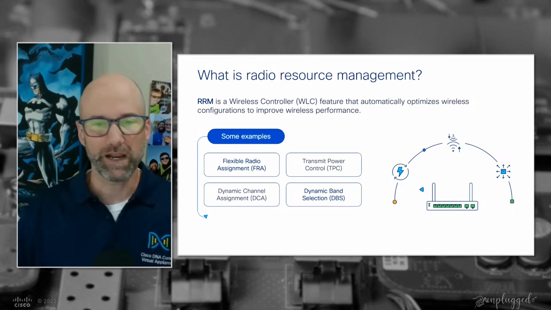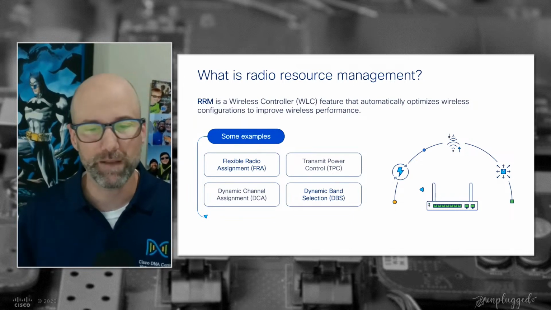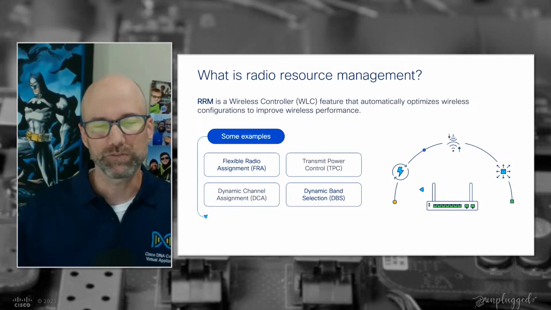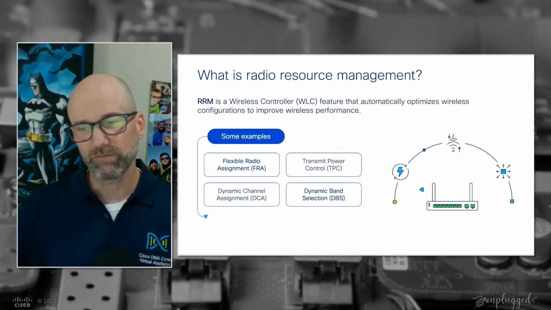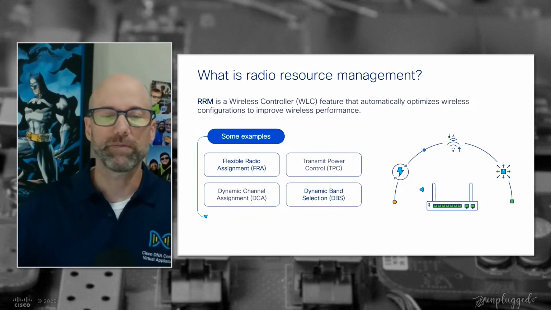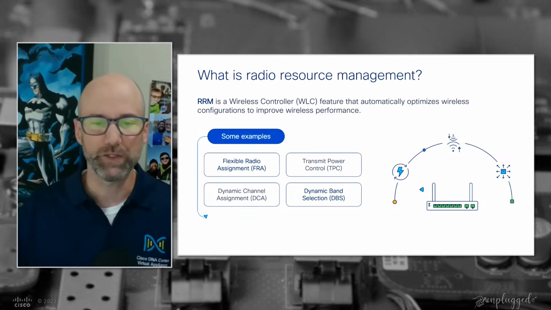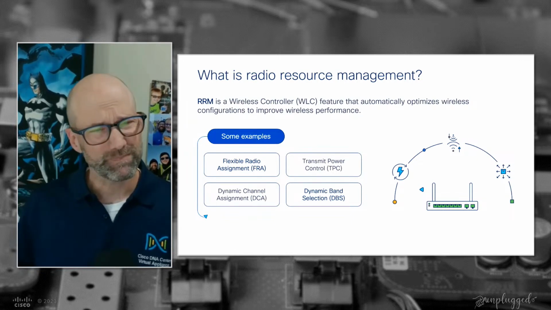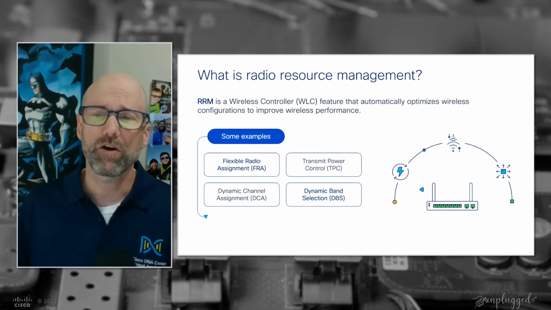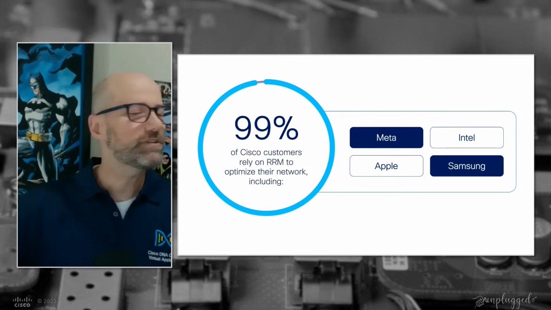Transmit power control: we don't want to have co-channel interference running rampant. How do I control my power so that I don't have those problems? DCA, dynamic channel allocation: what channel should I be using? Dynamic band selection: should I go 20, 40, 80? What width should I use? These are all questions we have to ask ourselves if we wanted to do it statically, but with RRM, we can make a couple of settings and then let the system choose those things for us.